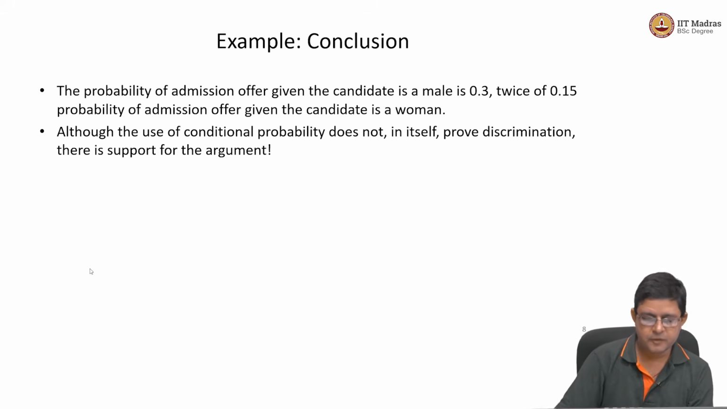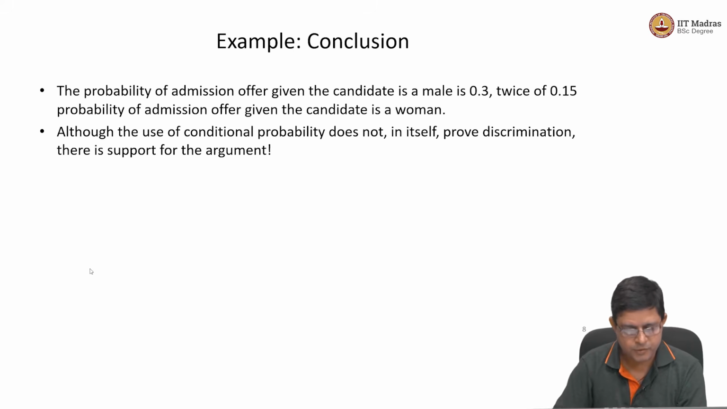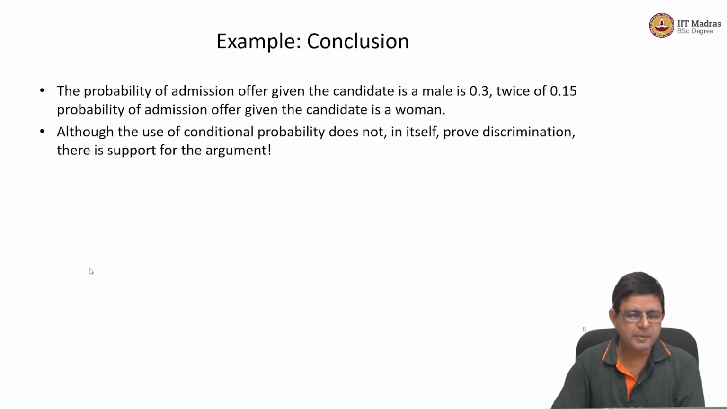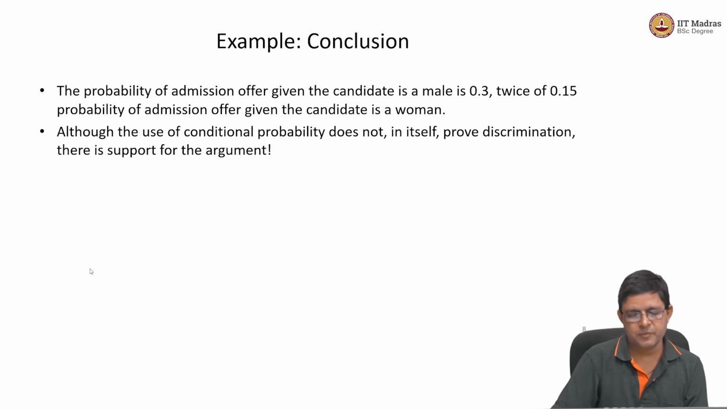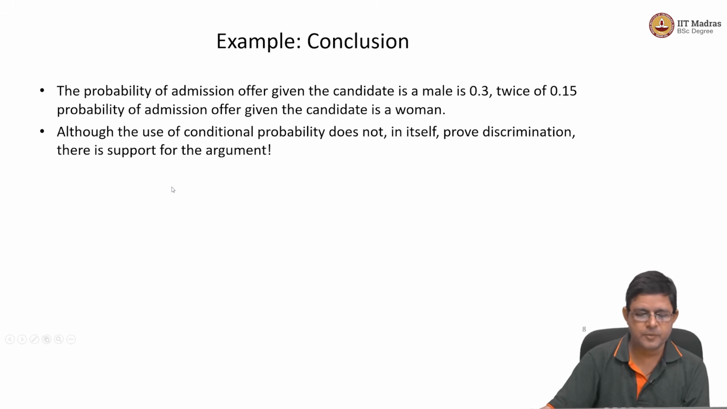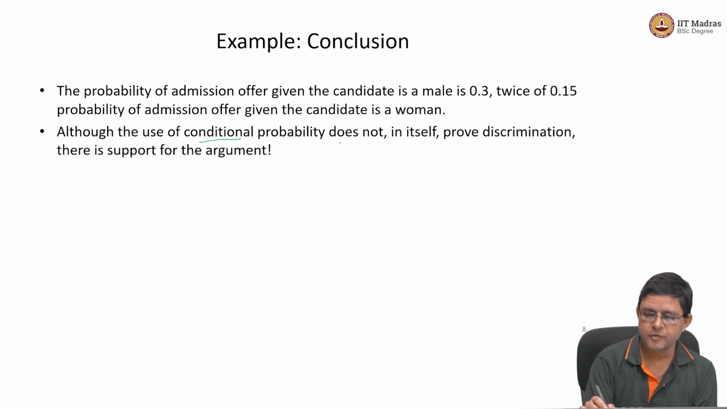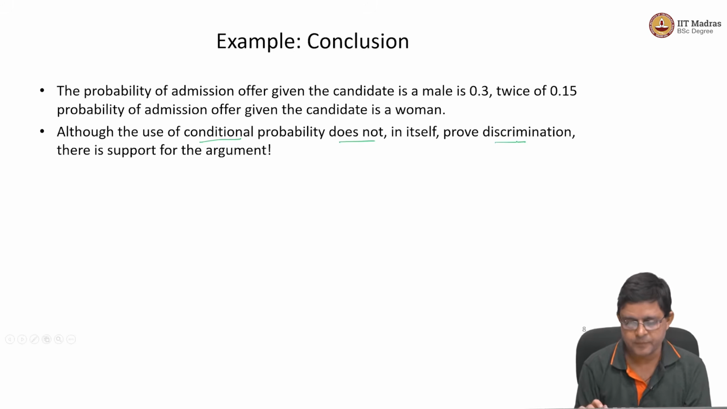So once again, we are always going to say that conditional probability does not prove discrimination, right, but there may be some support to the argument. We may have to do further analysis, but we are very clear that conditional probability does not prove discrimination.